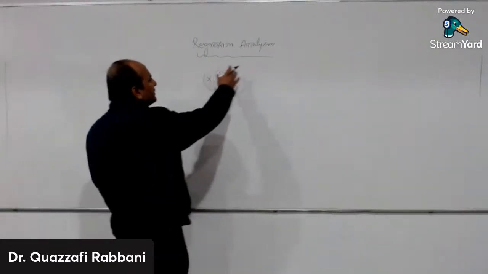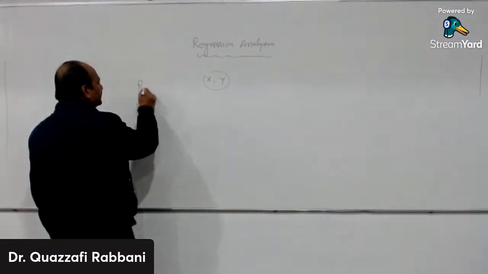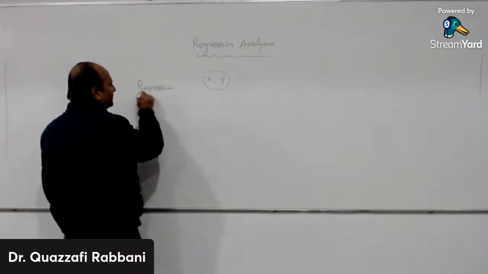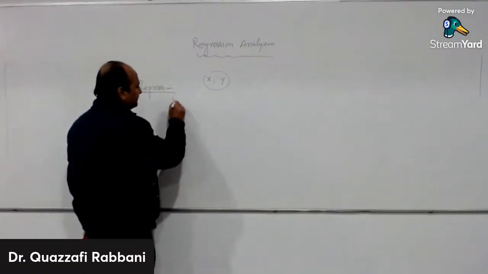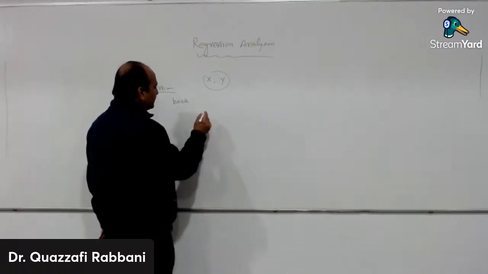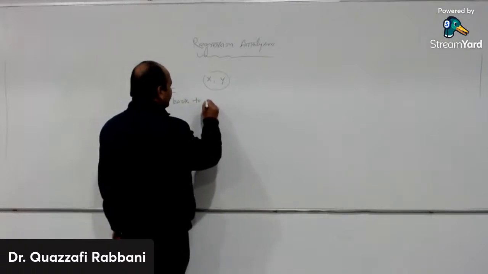So first, regression analysis. In regression, first, what is regression? Regression means back to average. This method was given by Galton in 1905, and regression means back to average.